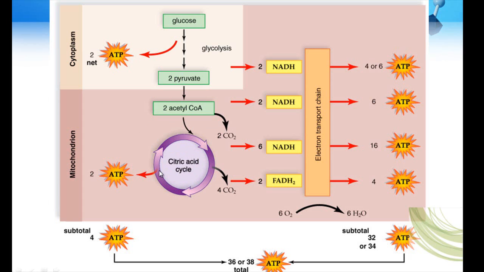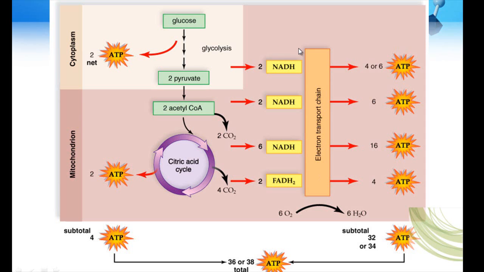Both of these produce ATP through substrate level phosphorylation. This is the place you get FADH. This only gives you NADH. This only gives you NADH. The electron transport chain takes these NADH and FADH and converts them to the majority of the energy that you get. And here's the oxygen being converted to water.